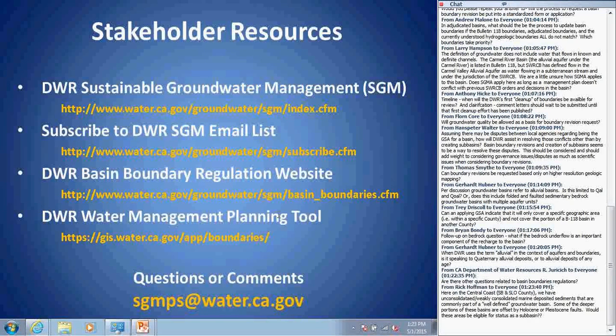We had a question come in. It says, here at Central Coast, we have unconsolidated or weakly consolidated marine deposited sediments that are commonly part of a defined groundwater basin. Some portions of these basins are offset by faults and Pleistocene deposits. Which areas would be eligible for status as a sub-basin? That's a good question, and in a lot of basins, particularly in the central or southern part of California, sub-basin and basin boundary lines are on faults already. So if Tim Ross is still on the line, I think he could give some insight on how faults have been used as sub-basin or basin boundary lines in the current version of Bulletin 118.